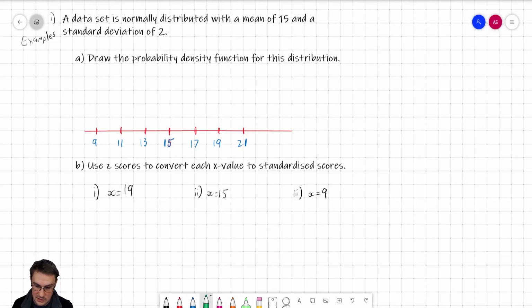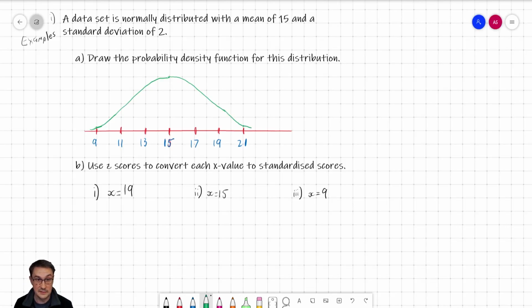Now, what we need to do is draw the actual graph of this. So if the mean is 15, that's going to be the highest point. At 9, that's 3 standard deviations away, and 21 also 3 standard deviations away. The graph is roughly going to look like this. There we go, and that's part A done.